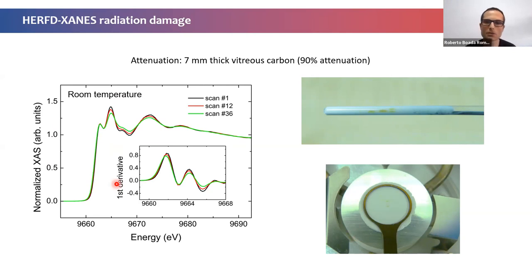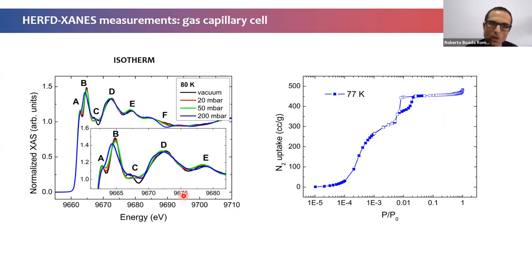We did that, and we were seeing that there was a change in the spectrum. So one of the things we did is just to move around the capillary or the pellet and monitor the radiation damage and what's happening.